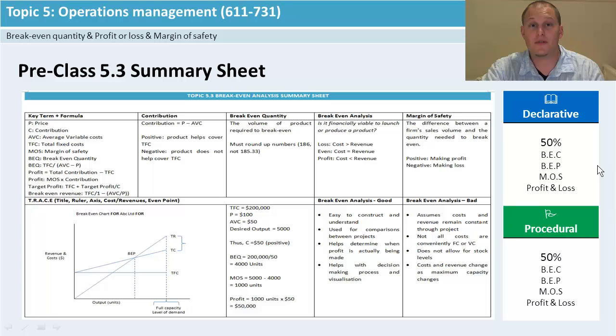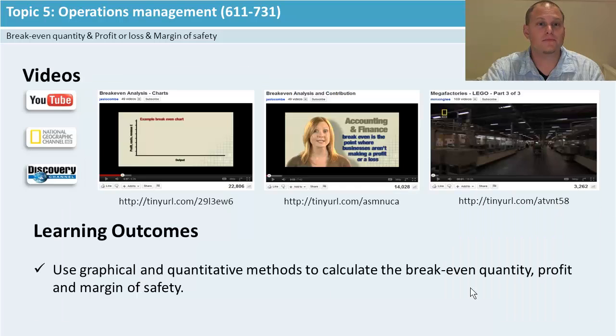Pretty much it's going to be a 50-50 today, going through all the main areas, and there's going to be some skills shown later on for the procedural parts about actually doing it on paper and getting ready to go. So we'll get right into it.